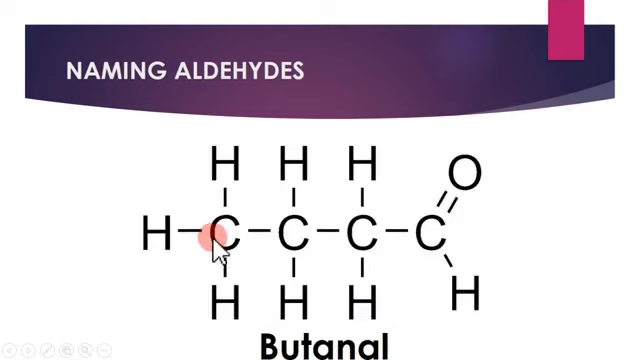Let's have a look at this one. How many carbon atoms? 1, 2, 3, 4. That's but. And the suffix -anal. We have butanal.